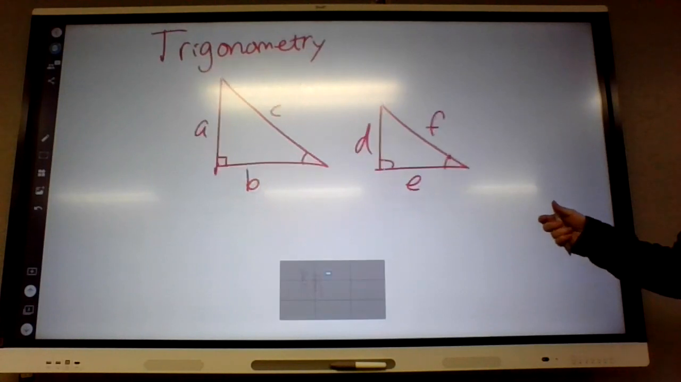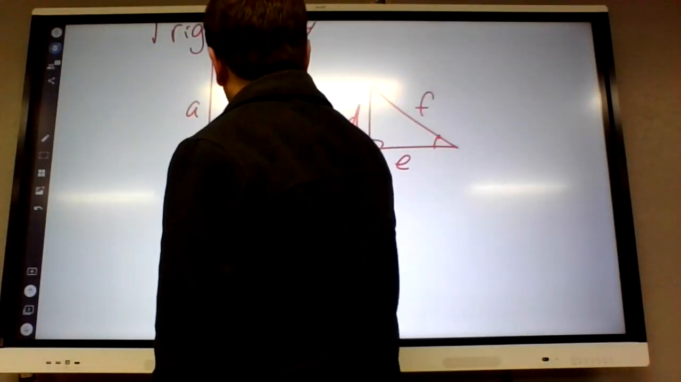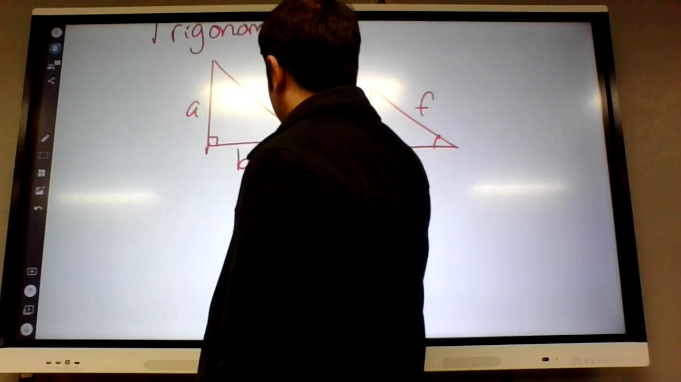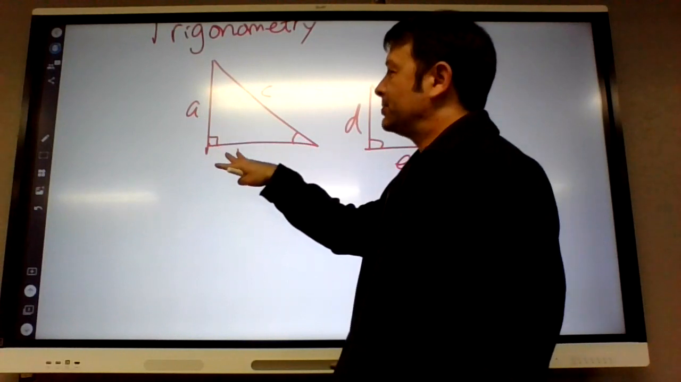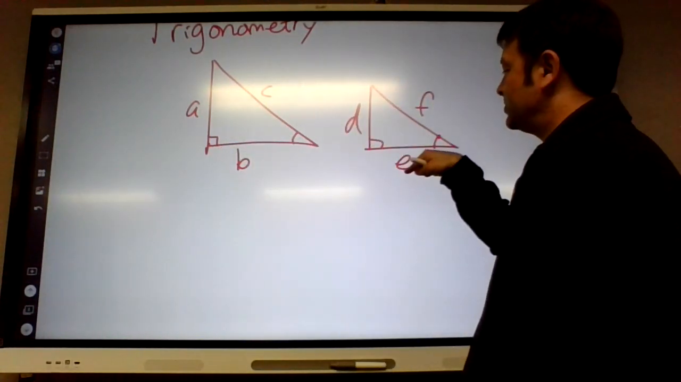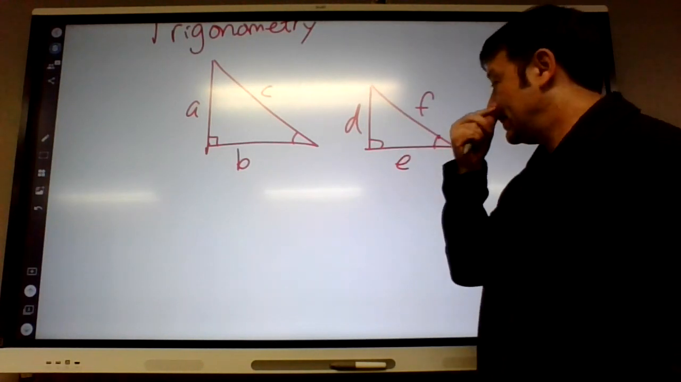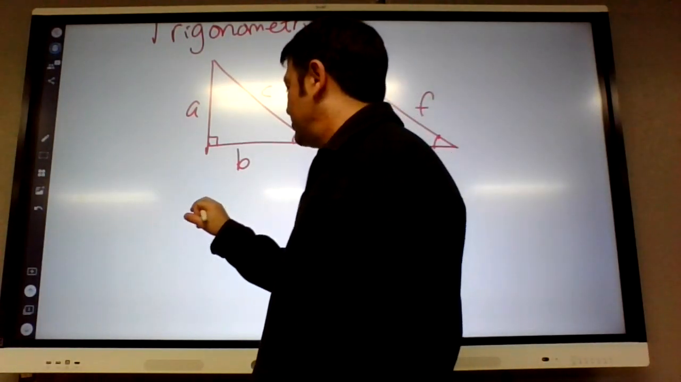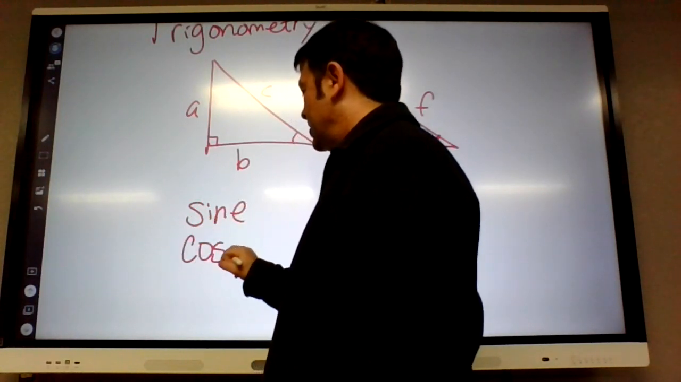So what they did is they kind of used those ratios and the angle. So if you know one of the angles in a right triangle, you know what these ratios got to be. It's got to be the same in every right triangle. If you know one of the angles besides the 90, the ratio has to be the same. So what they did was they made three functions called sine, cosine, and tangent.